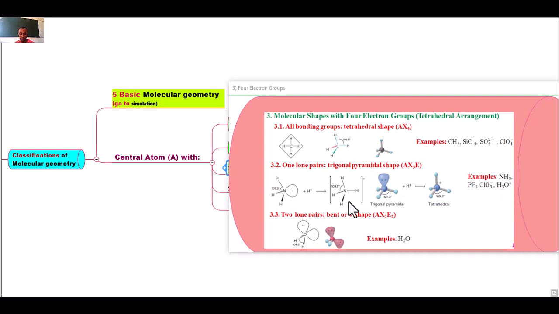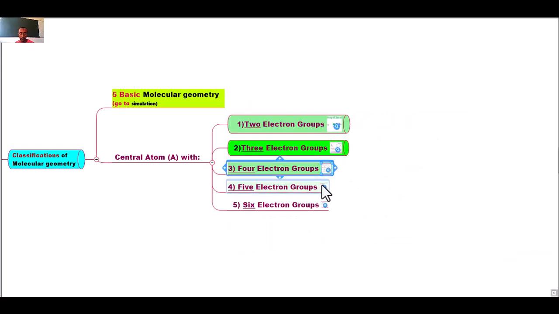If a central atom is surrounded by 2 atoms and there are 2 lone pairs on the central atom, this type of molecule is considered bent or V-shaped. This is one case. Another case is if the central atom is surrounded by 5 electron groups.